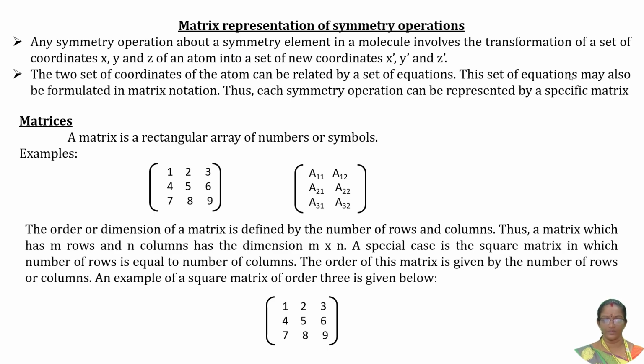The two sets of coordinates of the atom can be related by a set of equations. This set of equations may also be formulated in matrix notation. So each symmetry operation can be represented by a specific matrix.